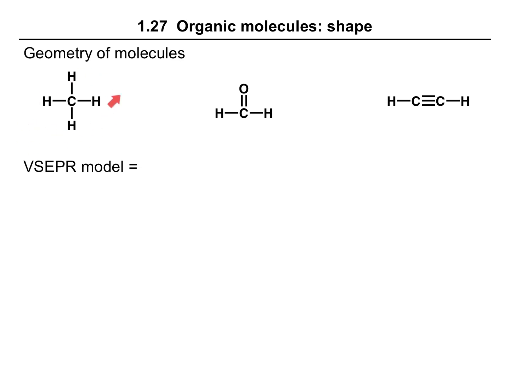This is methane, CH4. Notice we have a central carbon surrounded by four groups. This is formaldehyde. We have a central carbon connected by three groups, and this is called acetylene. Each carbon is surrounded by two groups.